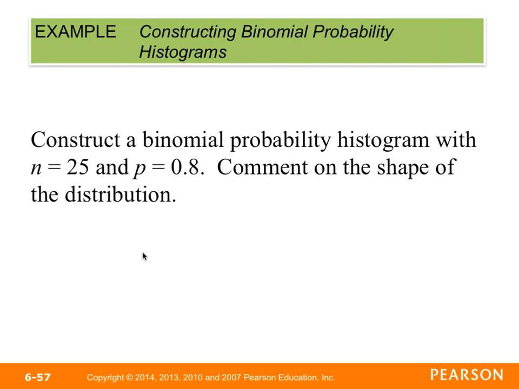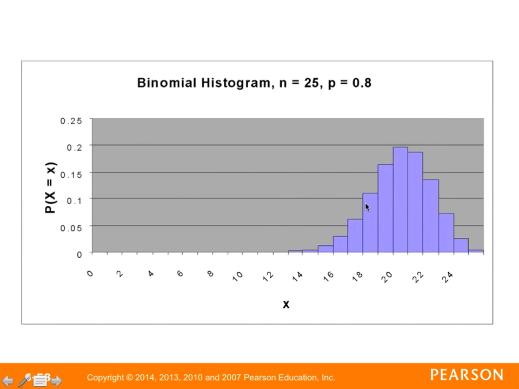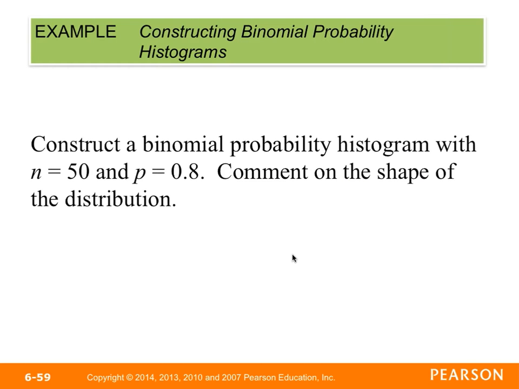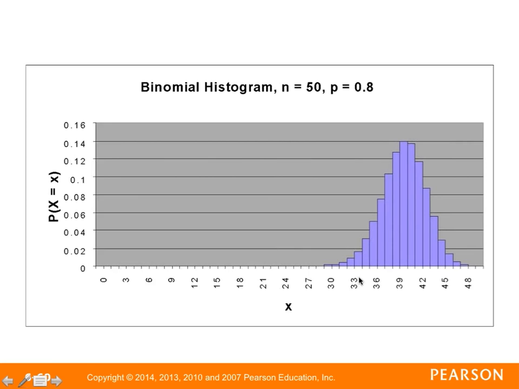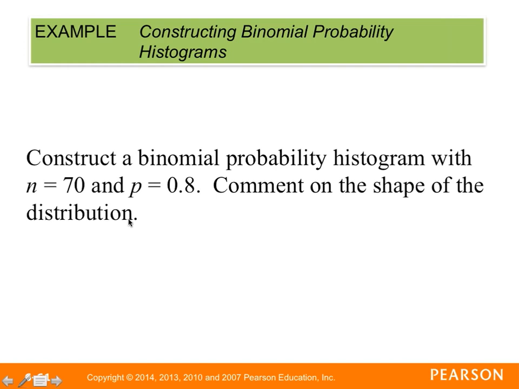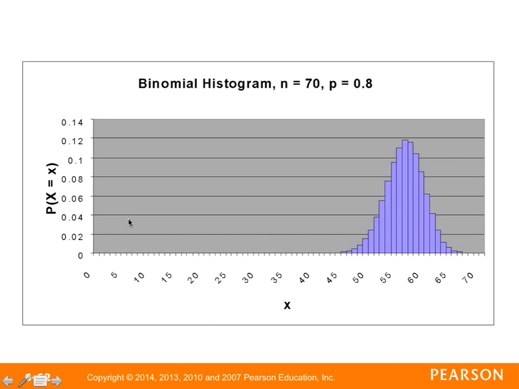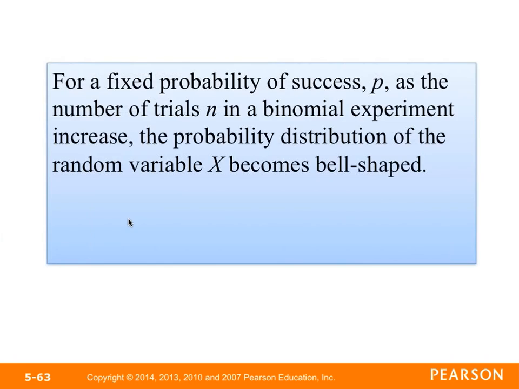Now let's construct a binomial probability histogram with n equals 25 and p equals 0.8 and comment on the shape of that. So if you look at this, we have n equals 25, p equals 0.8, but what you actually notice is that this is much more normal looking than the original because we have more observations. And then if we look at n equals 50, you'll see that it is even more normal than the original because of the number of observations. And then we have n equals 70, again, looks even better.